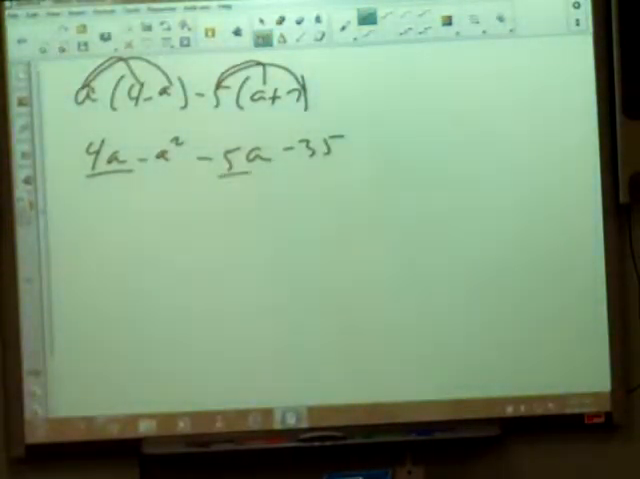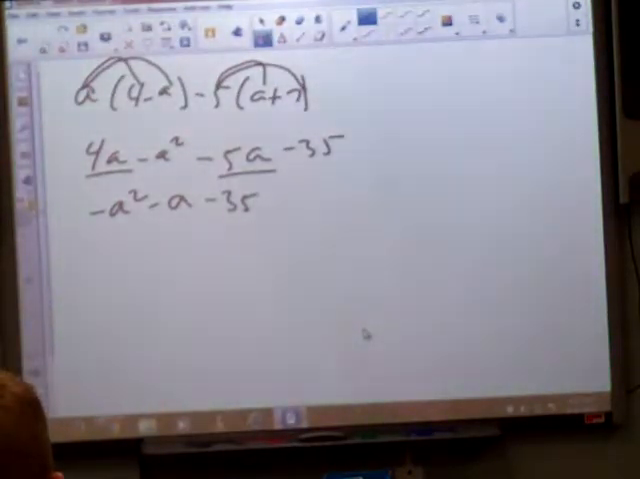Now let's see if there's any like terms that I can combine. I got a 4a minus a 5a, which is negative 1a. Normally, if we write these in standard form, the highest power comes first, so I'm going to write that negative a squared first, and then I've got minus 35. So that looks like it would have been C.